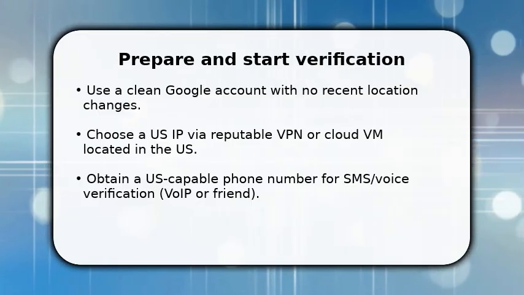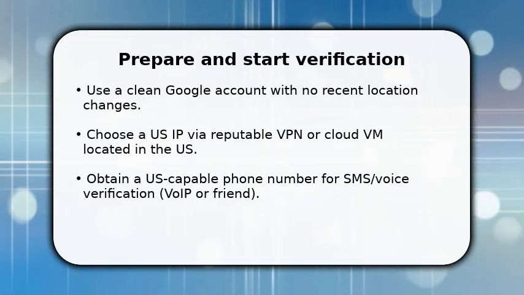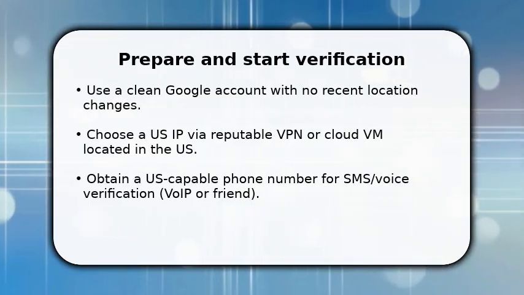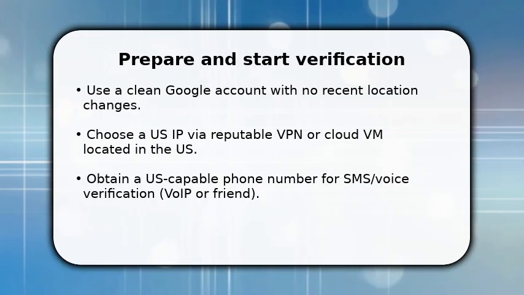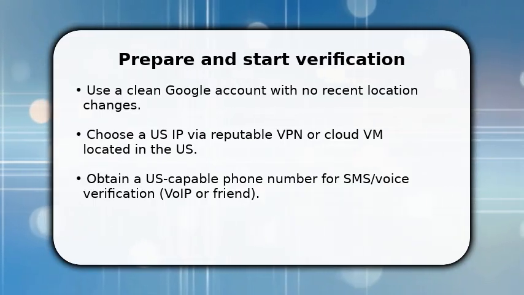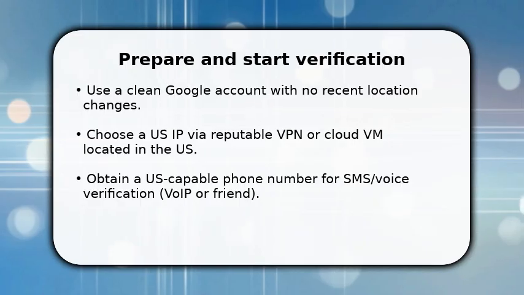You begin by controlling variables. Your Google account and IP must appear US-based so Google's checks pass. First, sign in to a fresh Google account and enable a trusted VPN with a US endpoint.